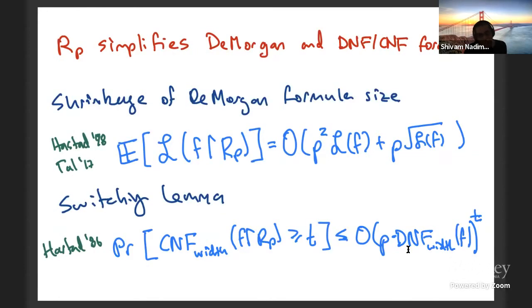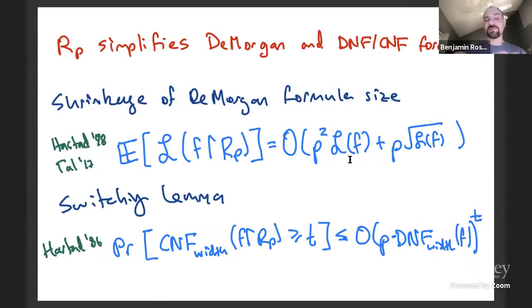Okay, so the classic result on the effect of RP on these simple complexity measures is the shrinkage of De Morgan formulas. It is known that the expected formula size of a Boolean function under RP shrinks by a factor like p squared. And we saw a very nice generalization of this result earlier in the conference to a more general class of random restrictions.